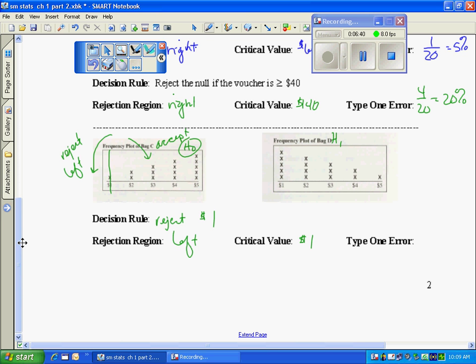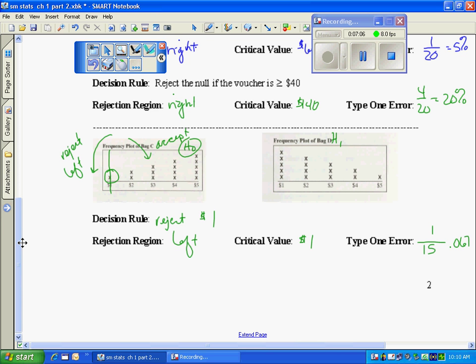The chance of a type 1 error. There is one voucher that's going to cause me to make an error, and that's if I pull out the $1 from the null. The decision told me to reject, but I could pull that $1 out. There's one of those $1 vouchers, and in this bag there are 15 vouchers. So if I wanted to find a percent, that's a pretty small percent.